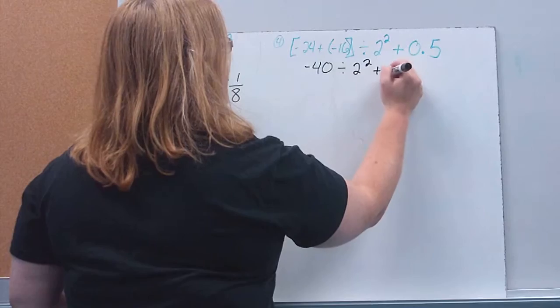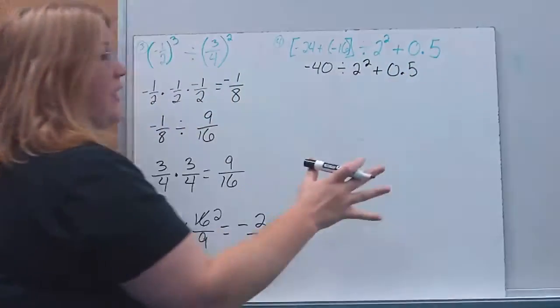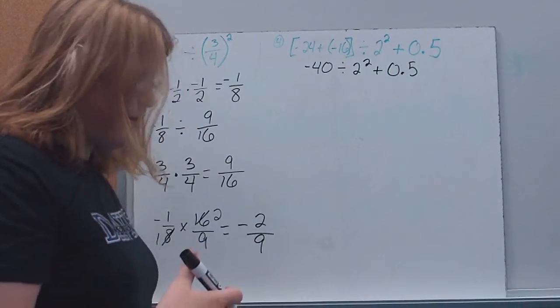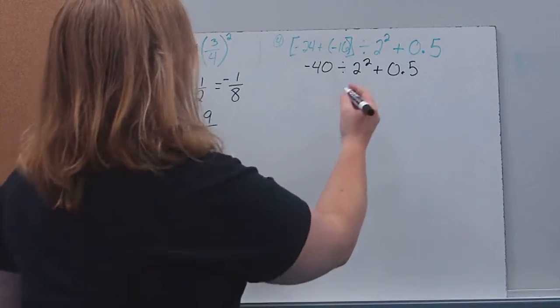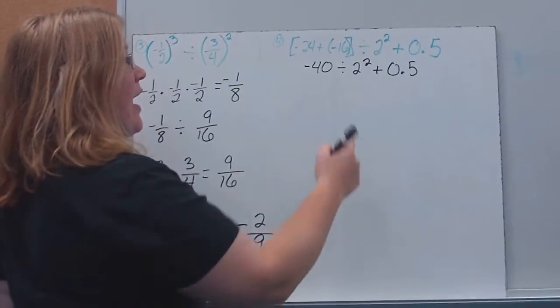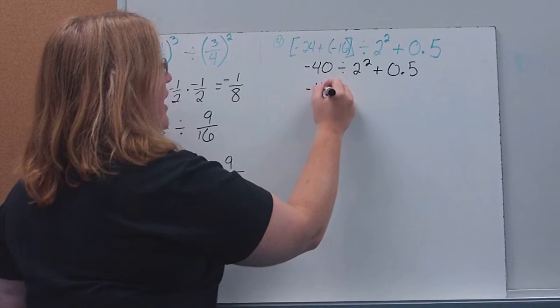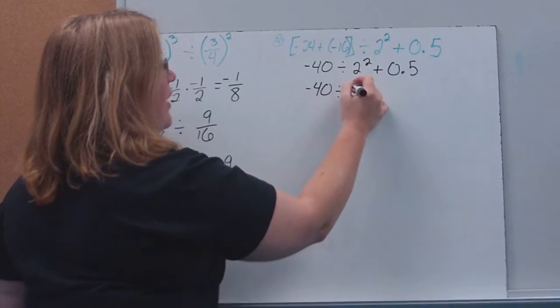Then you'll notice I'm just writing the rest of this out because I don't want to forget to do the rest of my steps. All right, now I have an exponent, so let's do that next. 2 squared gives me 4.